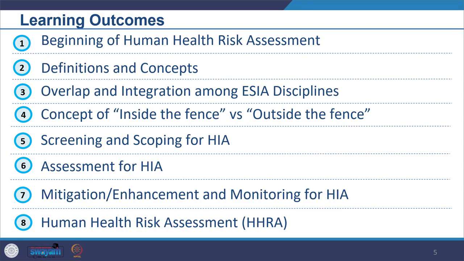Accordingly, the expected learning outcome after completion of this particular session is that you should be able to review and discuss the changing perspective in human health risk assessments. And then you should be able to define and conceptually explain various terms and concepts used. And then you should be able to make judgments on how you have to go about this particular domain, and decisions about whom to engage, and where the study has to be conducted.